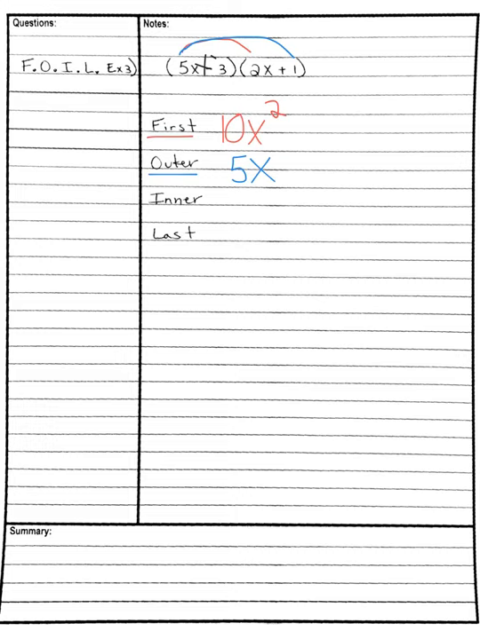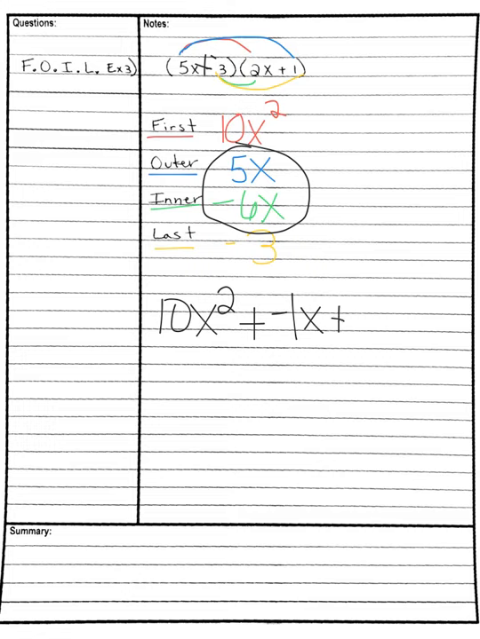The inner would be the innermost, closest to each other from both sets of parentheses, which would be that negative 3 times 2x, which would be negative 6x. And then the last would be the last for each grouping, which would be the negative 3 and the positive 1, which would just be negative 3. And now our final answer here is we have to see if we have any like terms, and we do. So our final answer would just be 10x squared plus a negative 1x, if we add those like terms, plus a negative 3.